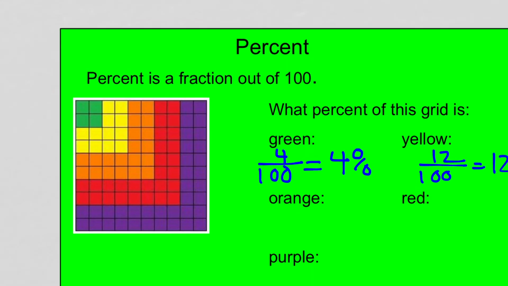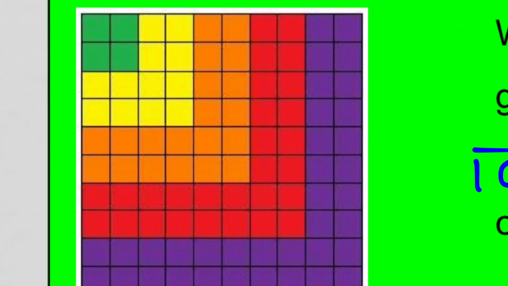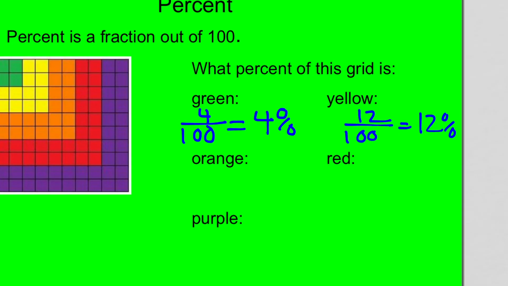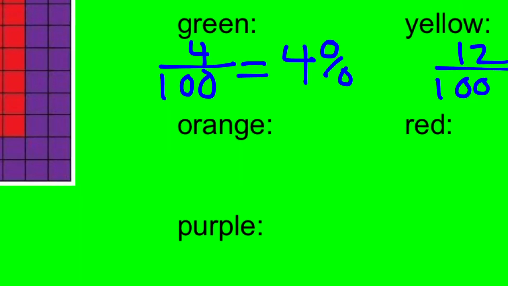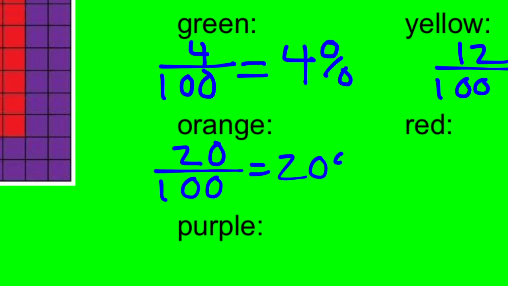And then what percent of the grid is orange? Well, let's count the orange squares. I count 1, 2, 3, 4, 5, 6, 7, 8, 9, 10, 11, and so on up to 20. So we have 20 out of 100, or 20%.